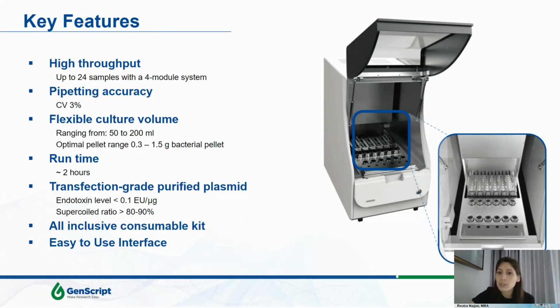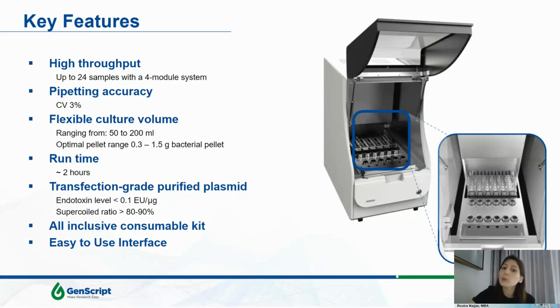So I'd like to take a couple moments to highlight the key features of the EMMA Quattro. As I mentioned before, if you end up using a 4-module setup, you can technically run 24 samples at a time. The pipetting accuracy of this instrument is pretty good. It's actually a CV of 3%. And the actual sample is really limited by the pellet range. So when you have your bacteria pellet, one of the first steps is actually to centrifuge it down. And that wet bacterial pellet is what's going to be loaded onto the EMMA Quattro deck. And after that, it will be completely hands-off or automated.